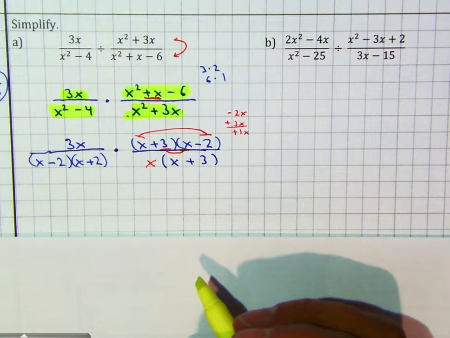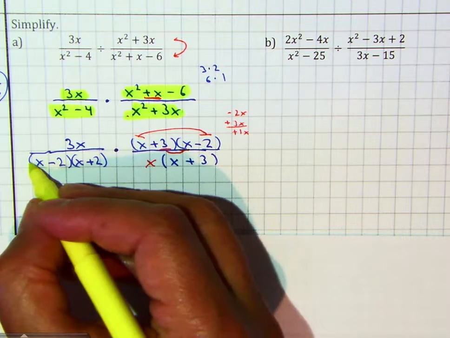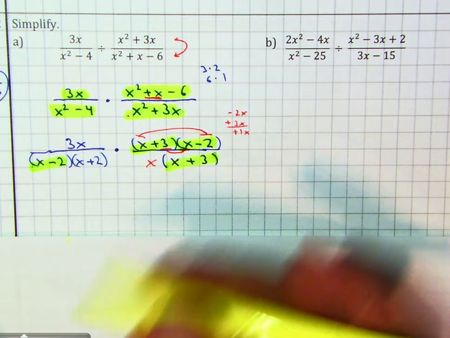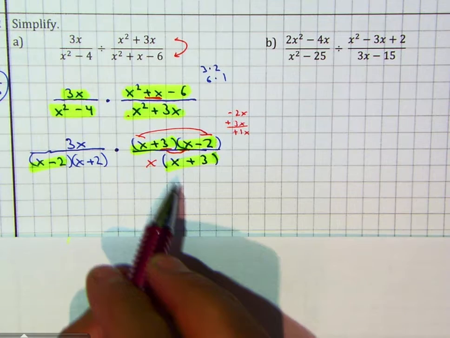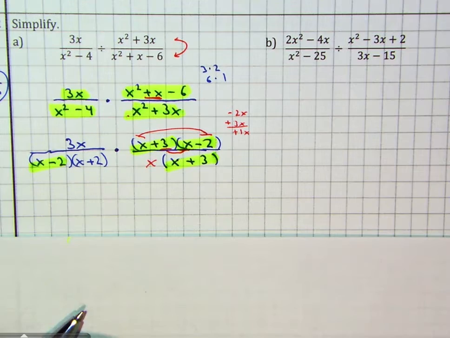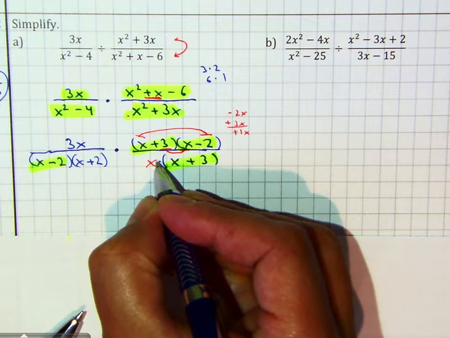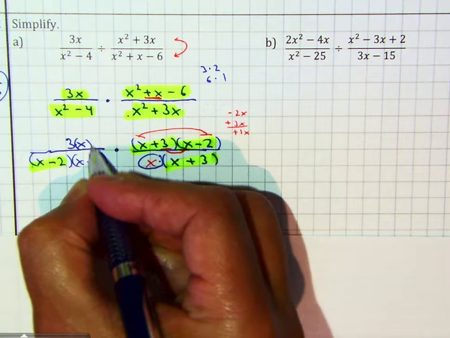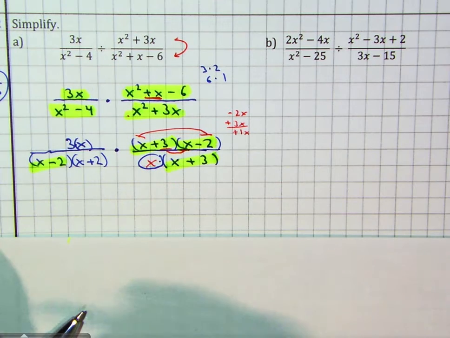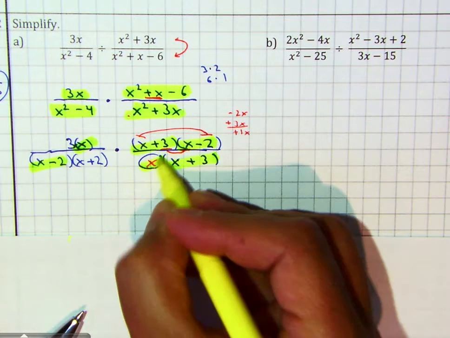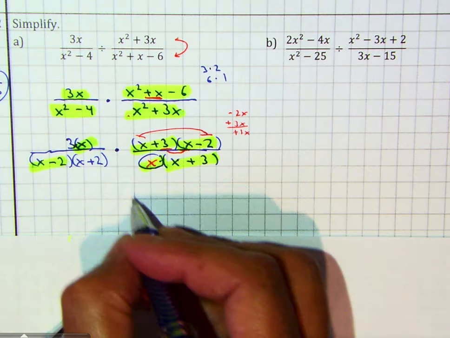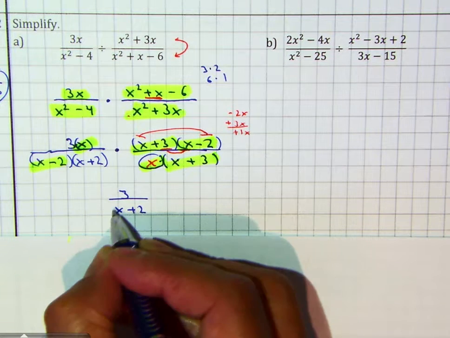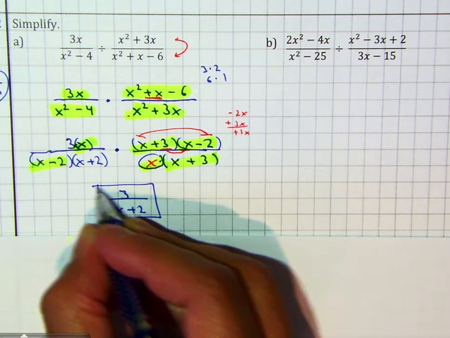And now I can cancel. My x minus 2 cancels out. My x plus 3 cancels out. And in this case, the question is, can I cancel those two x's? Well, there's no plus or minus. This is multiplying, and the 3 and the x are multiplying as well. There are no pluses or minuses, so I can also cancel out my x. The only thing that we have left is a 3 and x plus 2. You can place the x plus 2 in parentheses, but in this case, you don't need to.